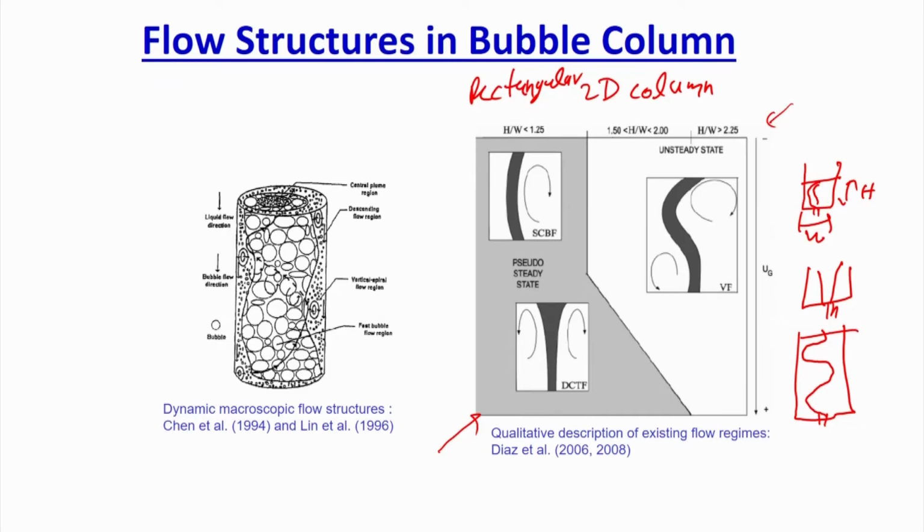Similarly, Chen et al. and Lin et al., in 1994 and 1996, gave the dynamic macroscopic structure, and they said that different structures are formed. If you want to analyze those structures, you cannot use a single model which can predict or cover all the structures, and the multi-scale nature of the bubble column has been shown. It means you have to use models at different length scales, which are equally valid at different length scales, and only then can you find all the structures inside.